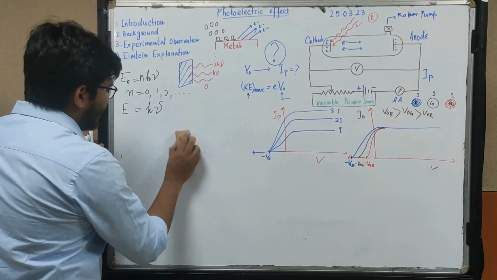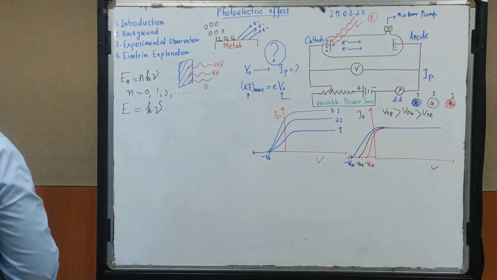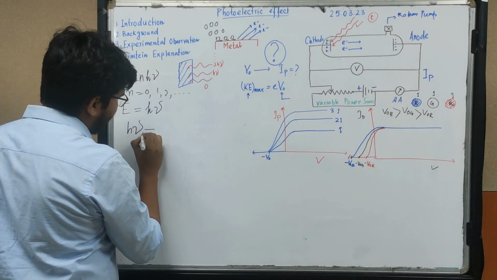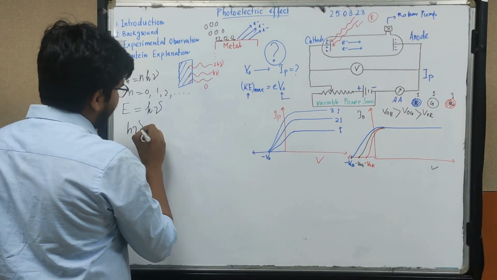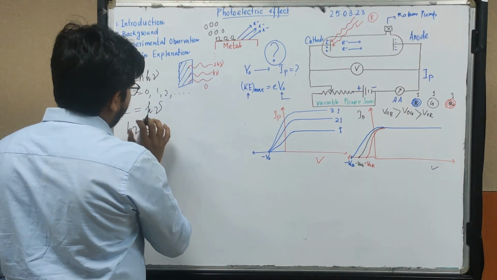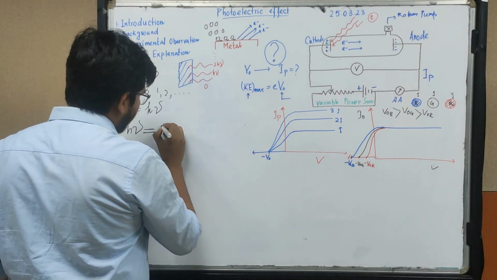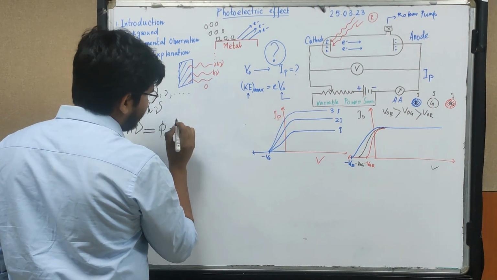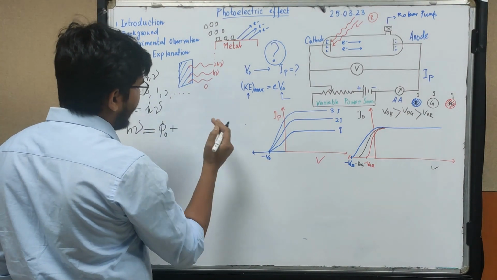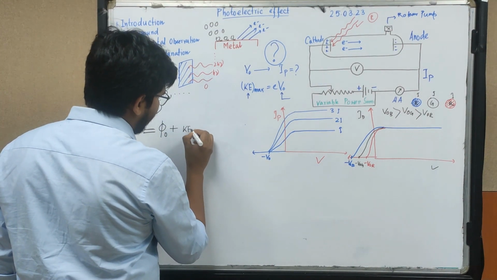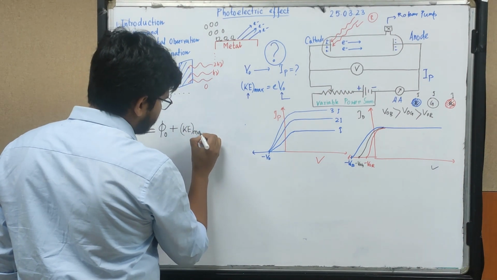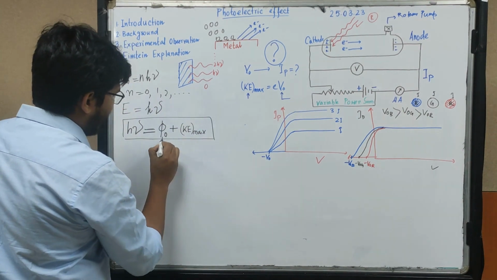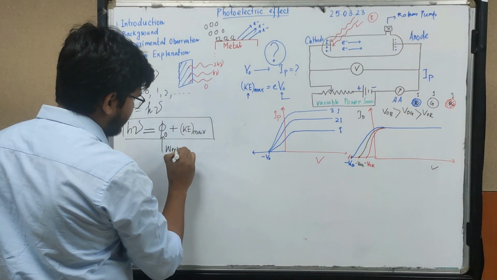Now Einstein gave an equation. He said that the energy of the photon will be shared with the electrons. The energy will be shared in the metal. Some part of the energy will be absorbed by the work function of the metal. I will tell what the work function is, and the rest of the energy will go to provide the kinetic energy of the electron. So I will have kinetic energy max. Okay. So this is one Einstein equation. So this phi 0 is nothing but the work function of the metal.